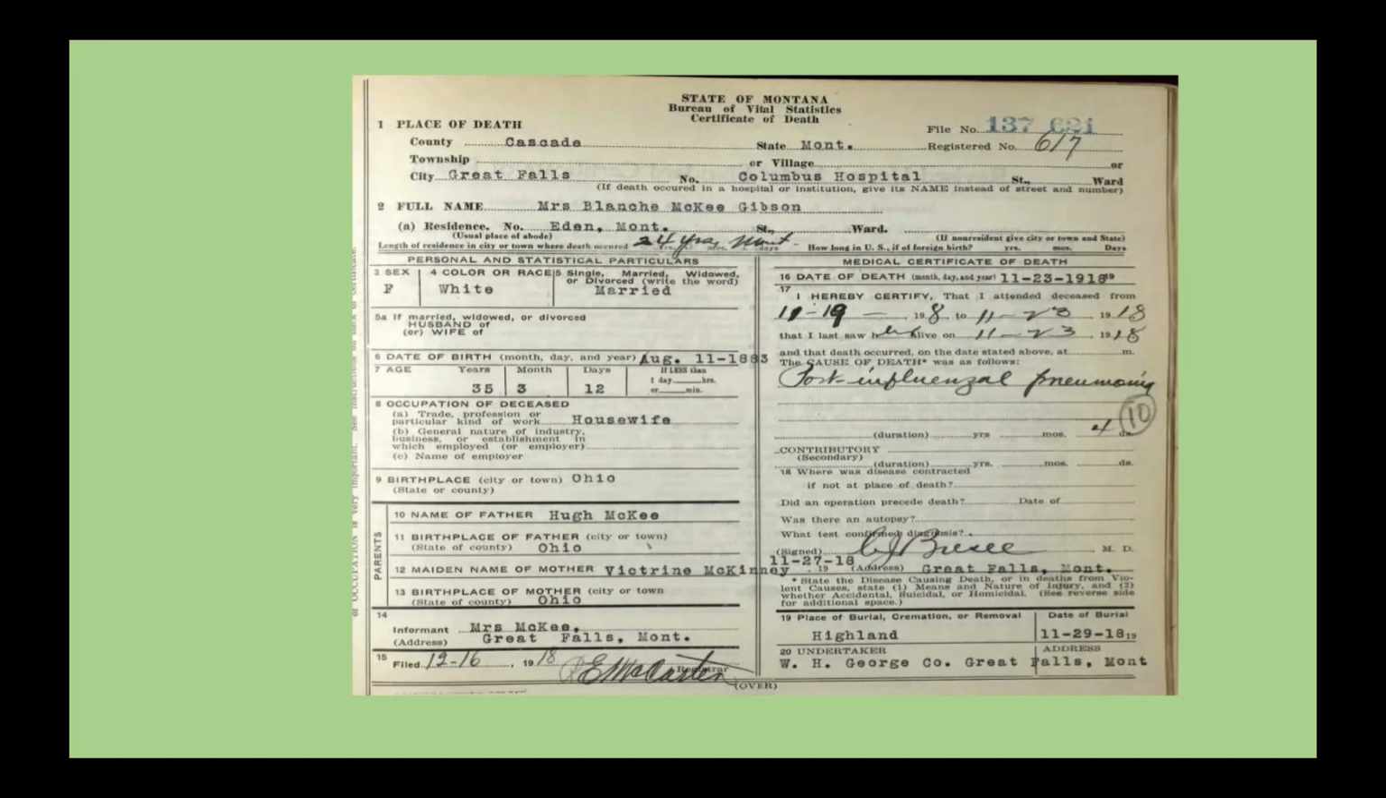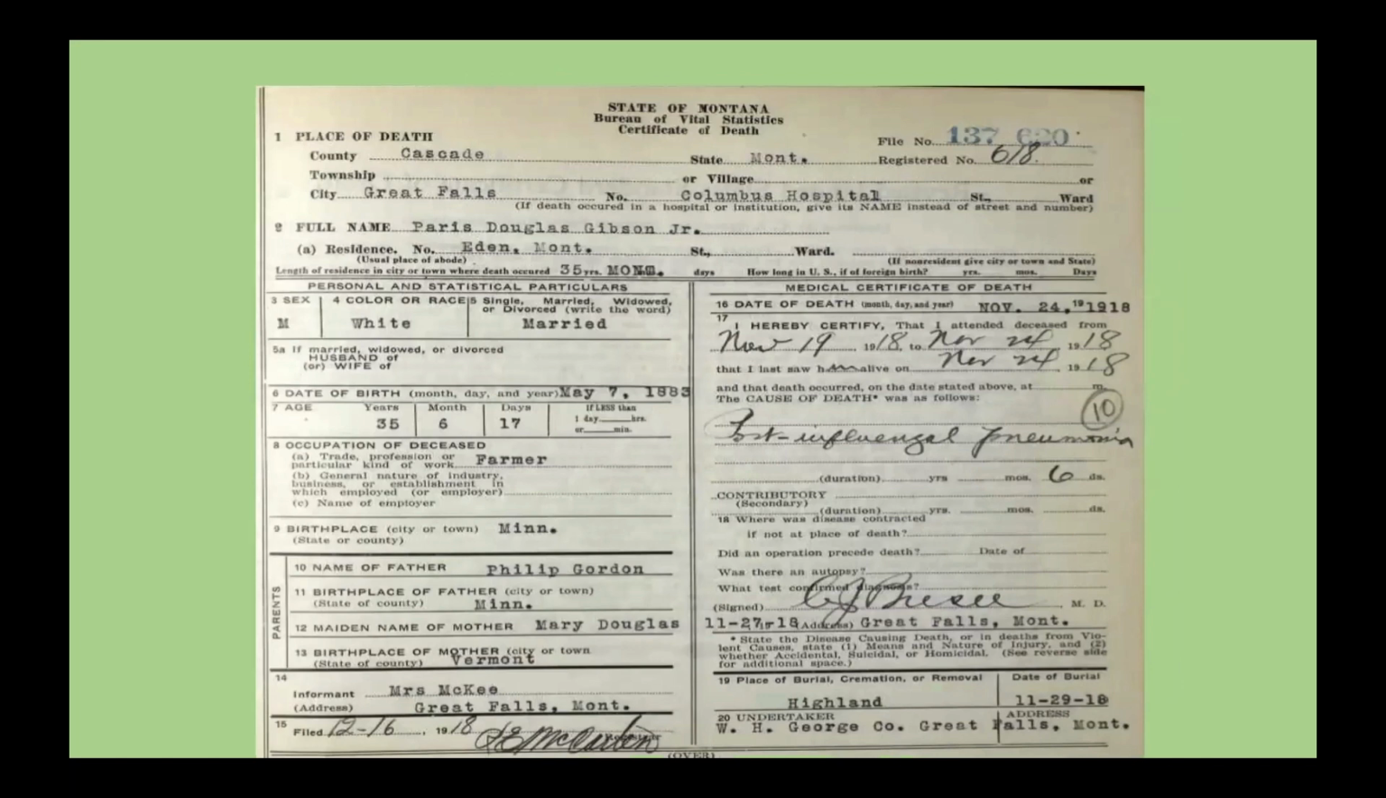He would not die until 1919, but this was actually his granddaughter-in-law, because the next day, one day after his wife died, Paris Douglas Gibson Jr. died of the same thing. They were stuck out at the ranch, managed to get the influenza, and then got the terrible, terrible pneumonia that followed it for so many young people. They died a day apart. They were buried on the same day. And this was a very, very sad day for these two families.